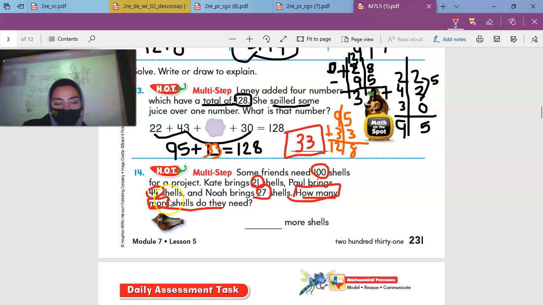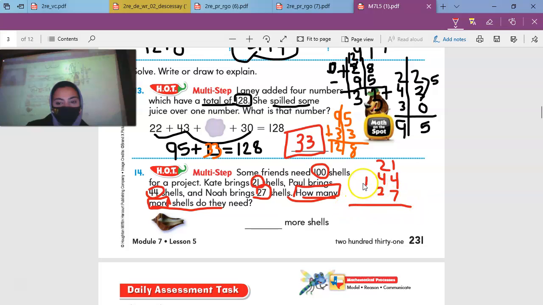And first, it says multi-step, so we're going to add and then subtract. How do you know that? Because it says all of these friends bring all of these shells for a project. They need 100. Do they have enough or not? Well, first you have to add all of the shells that the people brought. So Kate brought 21, so you're going to write 21. Paul brings what? 44. Noah brings 27.